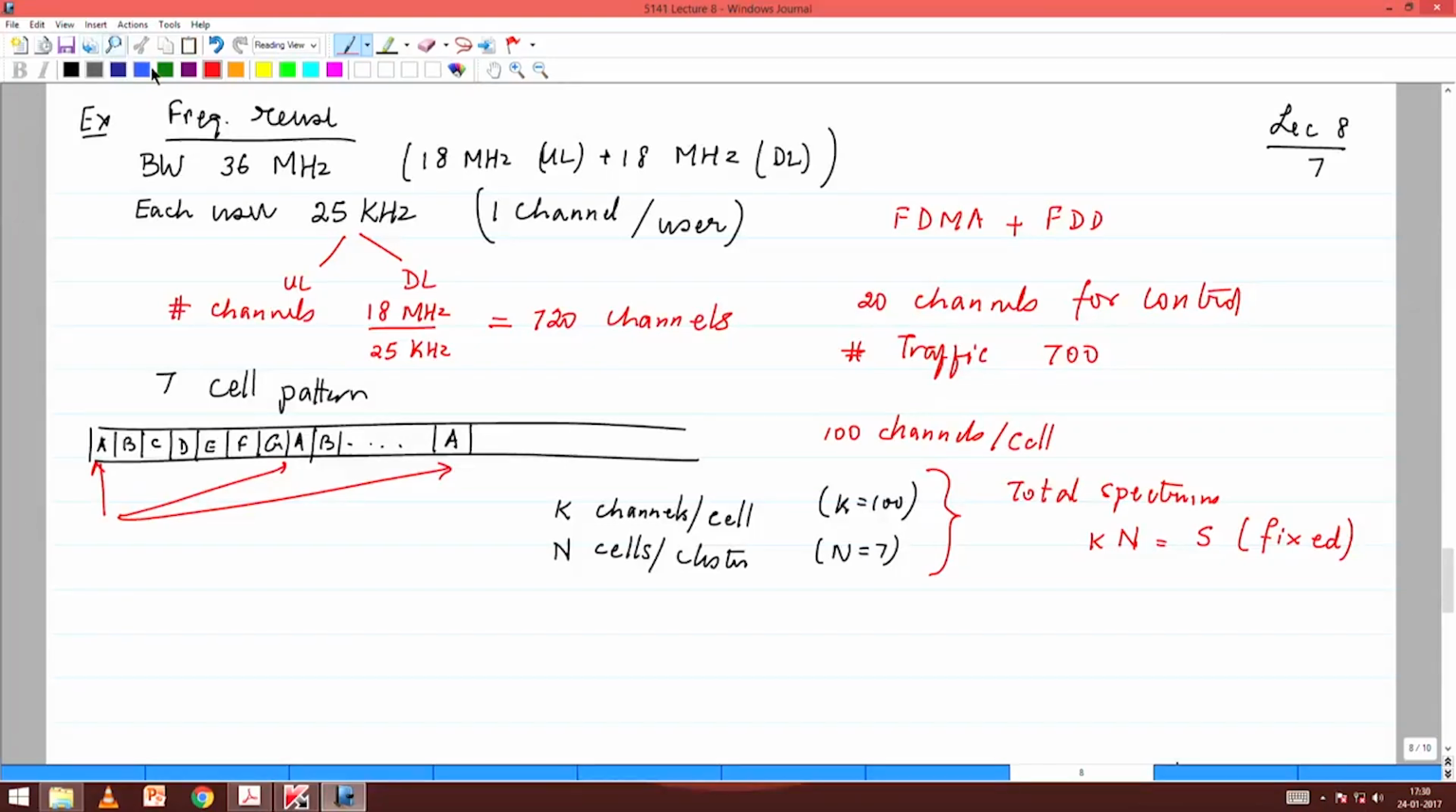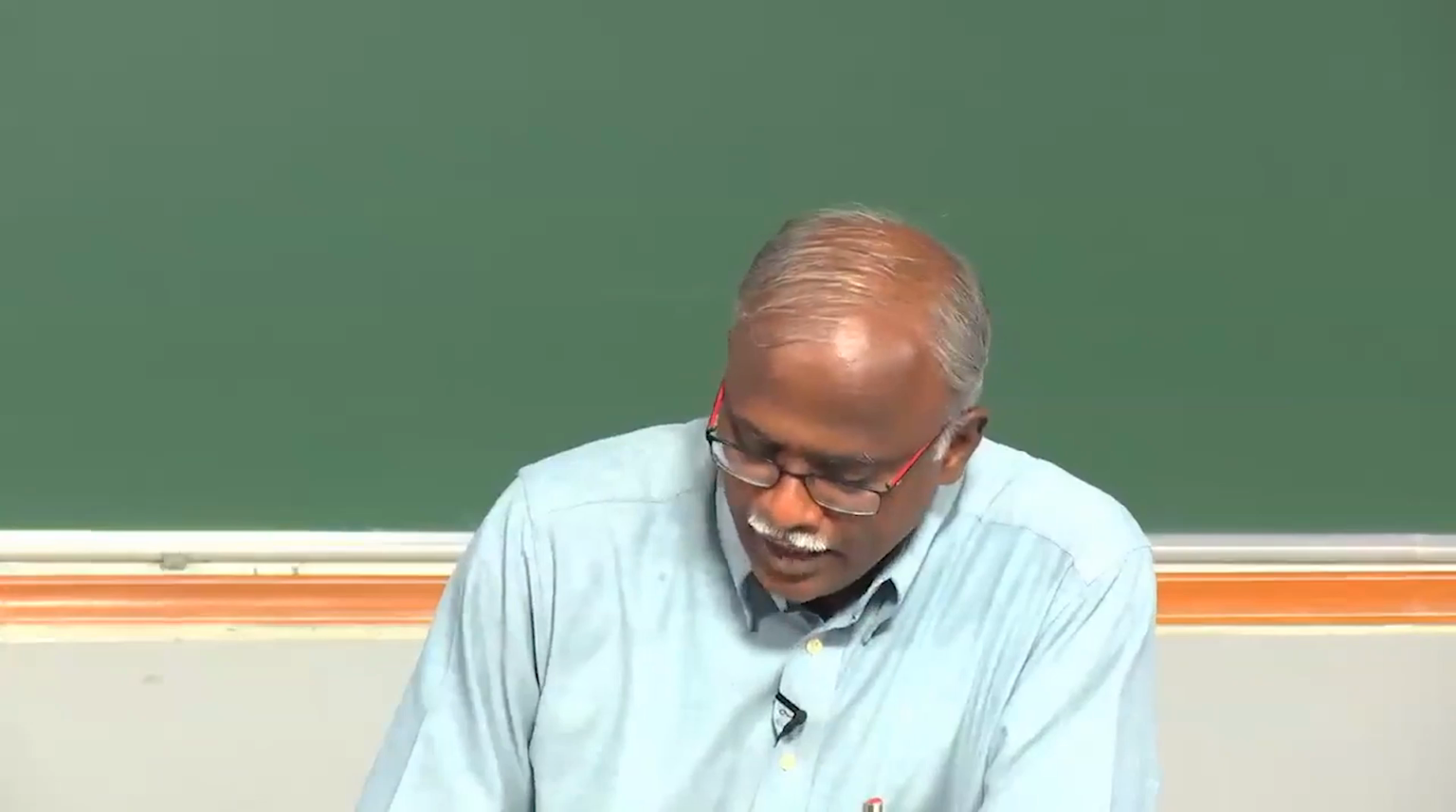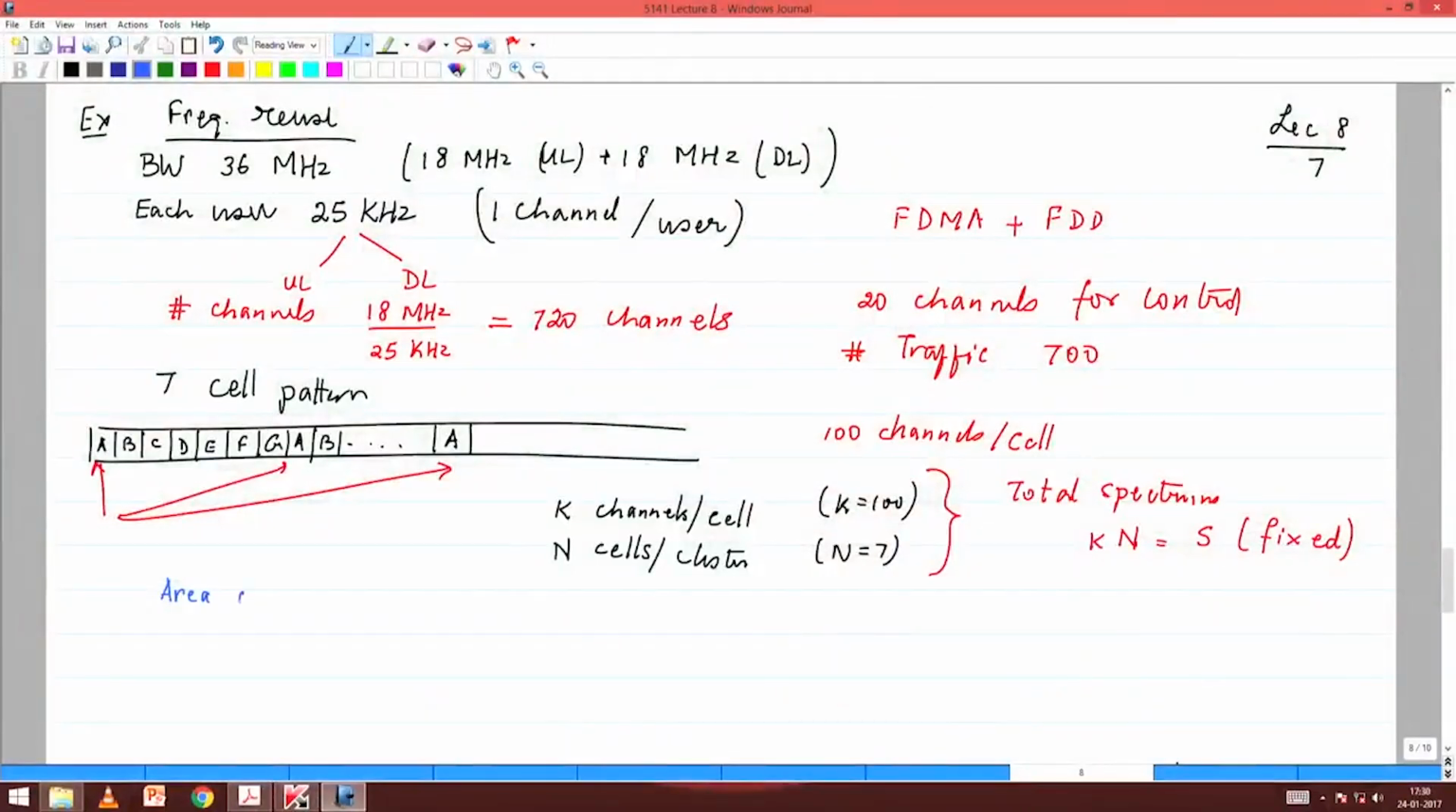The next thing that we are always interested in is covering a geographical area. So let us assume that the area of each cell is A. This tells me another parameter that is a fixed quantity that I need to keep in mind, the total area of coverage.